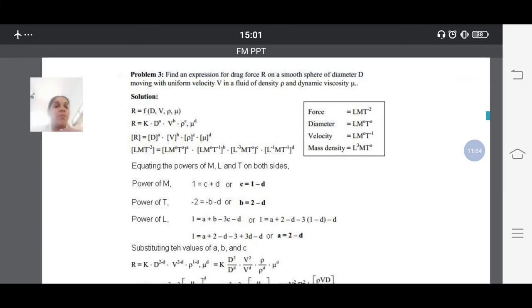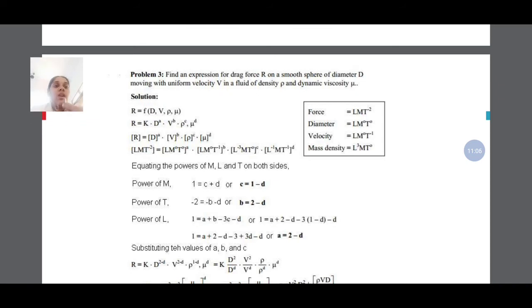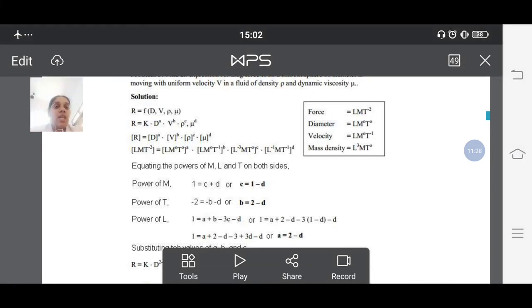Next, equate the power of L on both sides. The power of L on the left side is 1. So 1 equal to, on the right side, for the first term, the power of L will be 1 and the whole power is a. So we simply put the power of L as a. In the second term, the power of L is 1 and the whole power is b. So a plus b. In the third term, the power of L is minus 3 and the whole power is c.